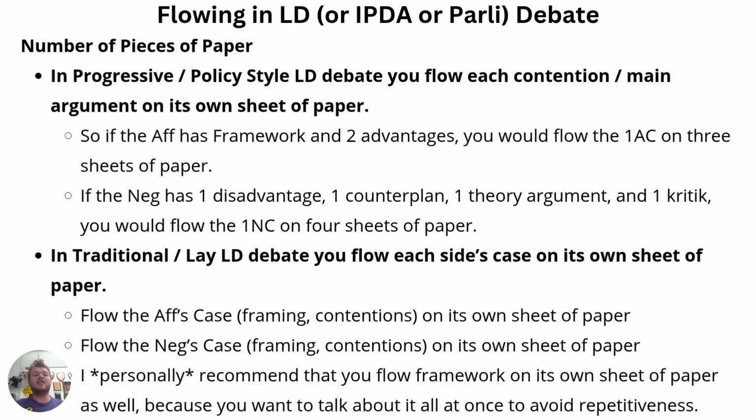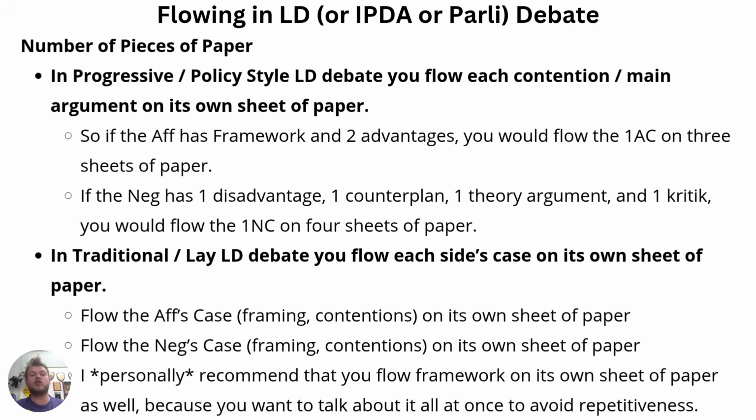Now, depending on the style of these debate events that you're doing, you might want to flow differently. If you are doing a more progressive or a policy debate style of Lincoln Douglas debate, you probably want to flow each contention or each main argument on its own sheet of paper. So if the affirmative has framework and 2 advantages, then you would flow that affirmative constructive on 3 different sheets of paper, 1 for each point. Whereas if the negative has a disadvantage, a counterplan, a theory argument, and a critique, you would flow each of those on its own sheet of paper. So you would flow the negative constructive on 4 sheets.